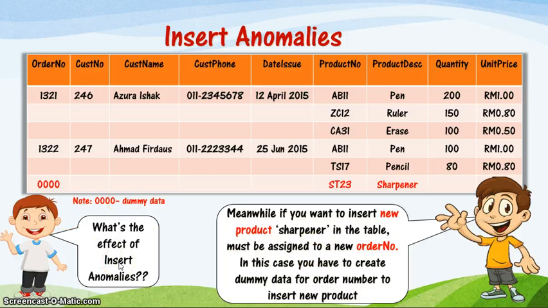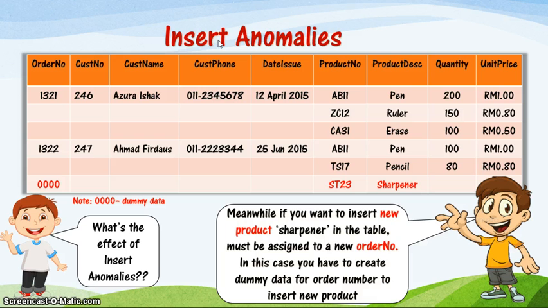Okay, what's the effect of insert anomalies? If you want to insert a new product, let's say a sharpener, you have to assign it to a new order. In this case, you have to create dummy data for the order number just to insert the new product. In simple words, to insert a sharpener, you have to insert an order number. So this is the example of insert anomalies.